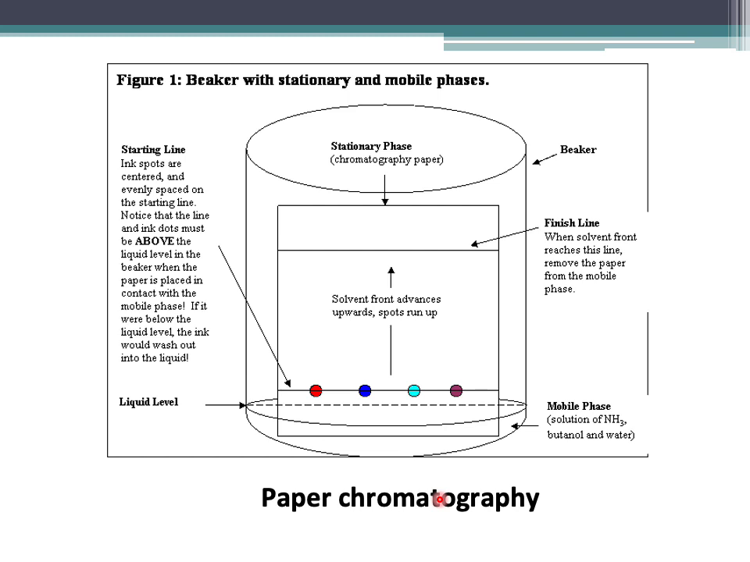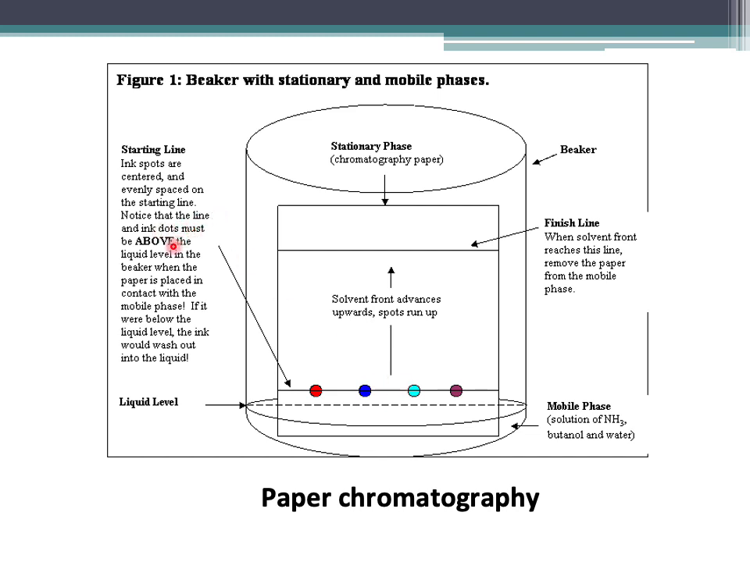Okay, this is an example of paper chromatography. Same as before, a beaker with a stationary phase and a mobile phase. The stationary phase is chromatography paper, the filter paper. Again, we put it in a beaker. The mobile phase is an elution of ammonia, butanol and water. We put it inside the beaker, and then we put the paper. Then we draw a line here, a starting line. This is the starting line. Ink spots are centered and evenly spaced on the starting line. We make spaces between them.